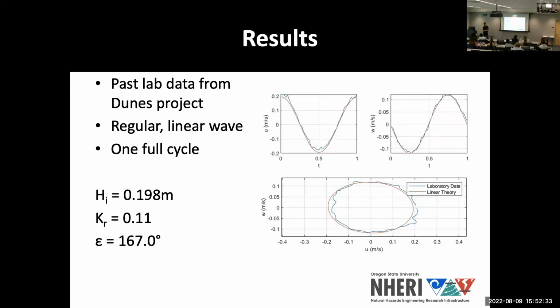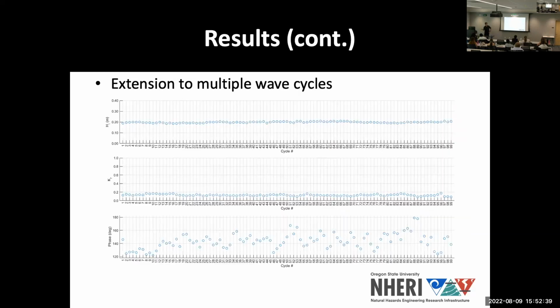So we could generate a graph like that for each and every wave cycle, but that'll get super messy. So this graph here is just the results for HI, K sub R, and epsilon for 99 wave cycles. It tracks it over time. As you can see on the top graph here, HI remains constant throughout this whole trial. And that makes sense because that was a setting that they just initiate in the wave maker itself when they're running this trial. So it was set to 19 centimeters, and that's what we back calculated here, just from velocity.